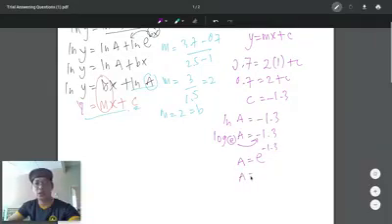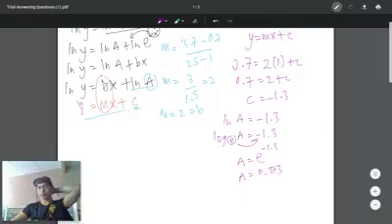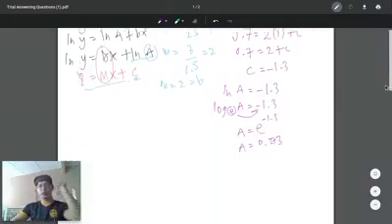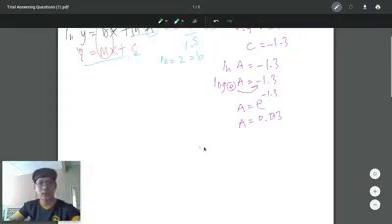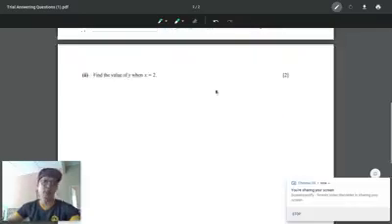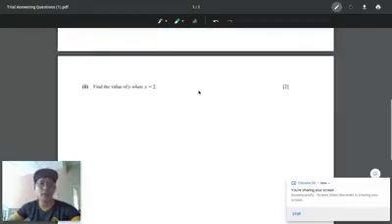If you put this in your calculator, you will have the value of a as 0.273. That's part 1. So in conclusion, our answer for b is equal to 2 and our a is equal to 0.273. Okay, let's continue for the second part of the question.